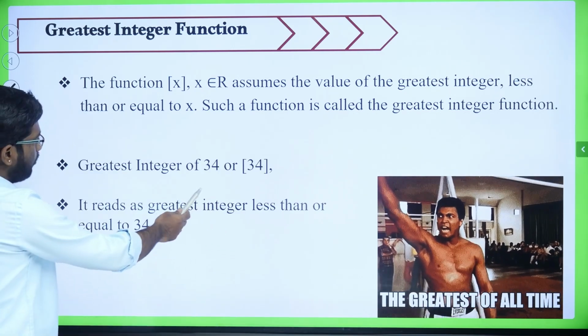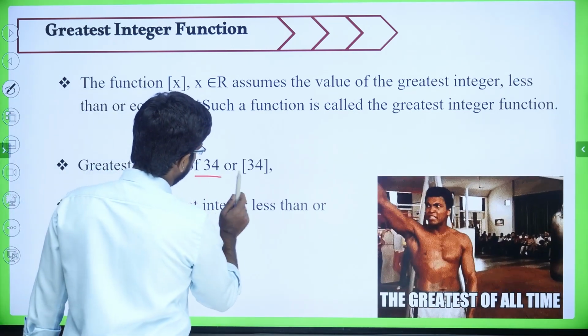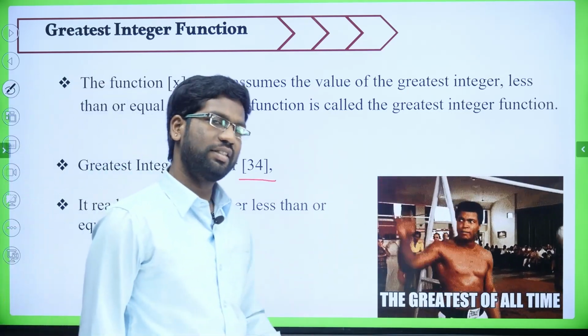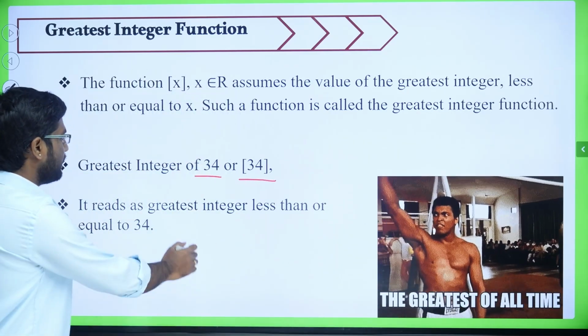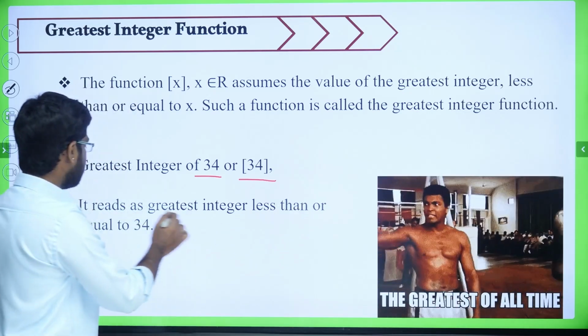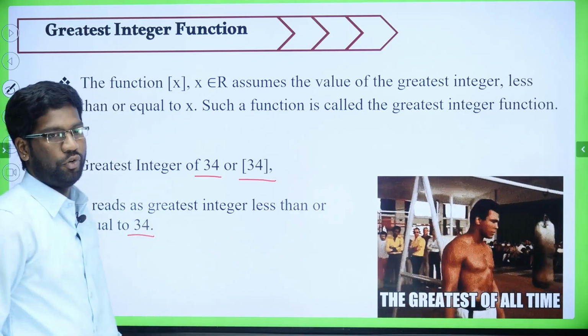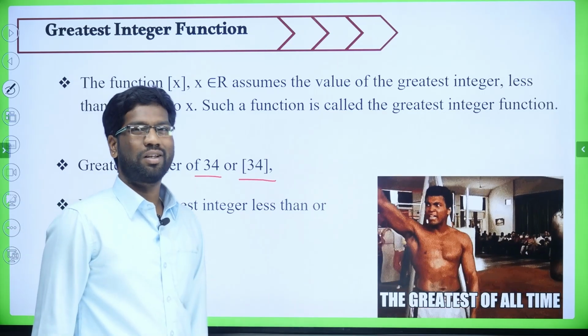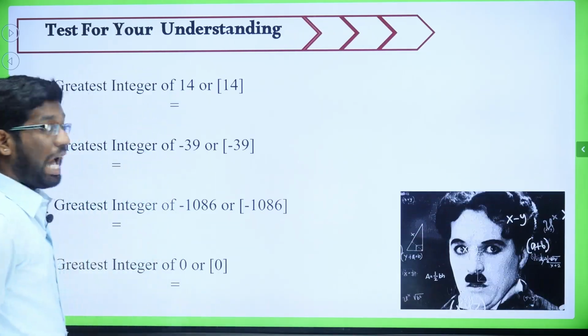So that's what they have mentioned here, my dear students. Greatest integer of 34 or this one, for both values it gives the same 34 only. It is read as greatest integer less than or equal to 34. That is how they used to read. But when you are solving problems, these theories are not needed, my dear students. But you have to know.